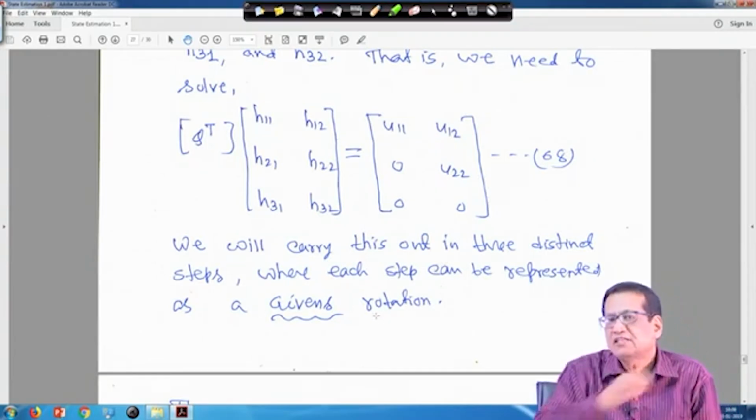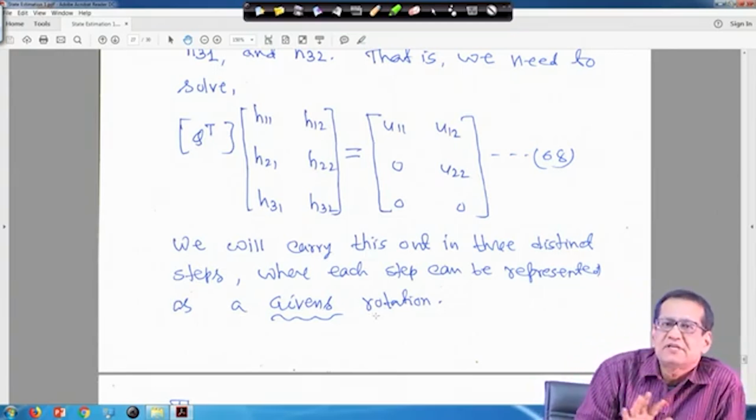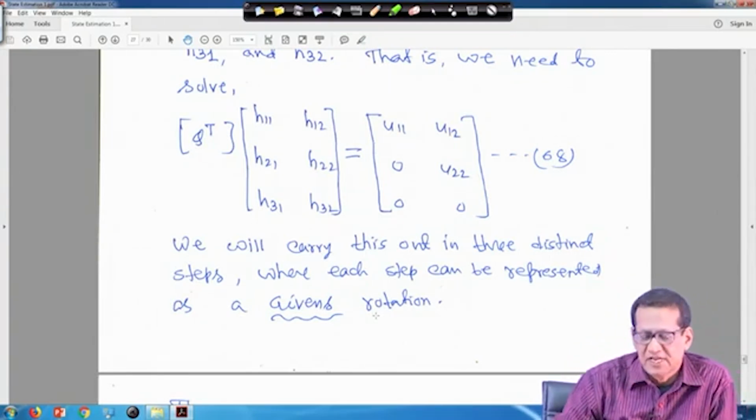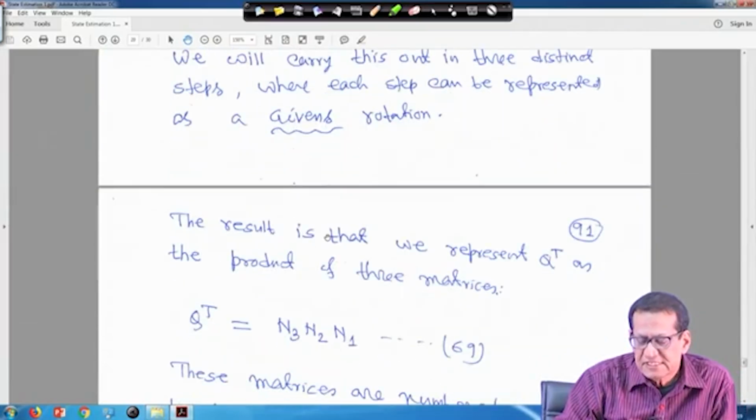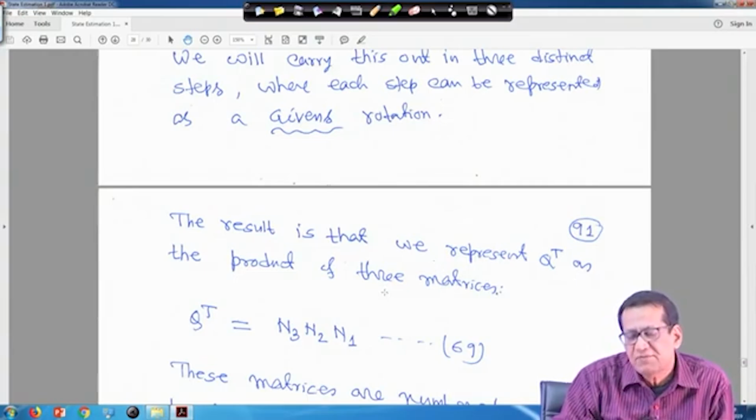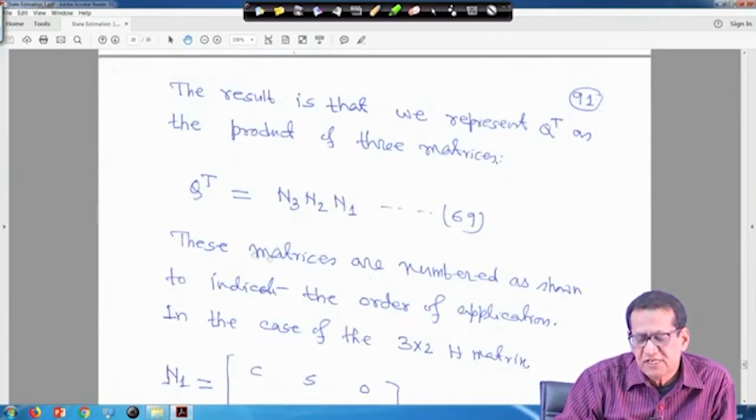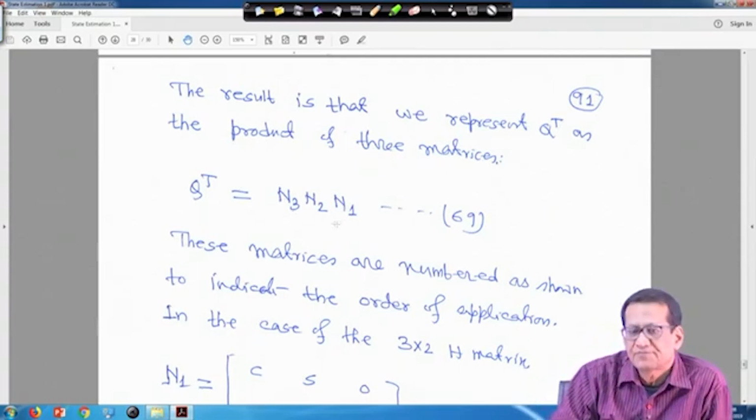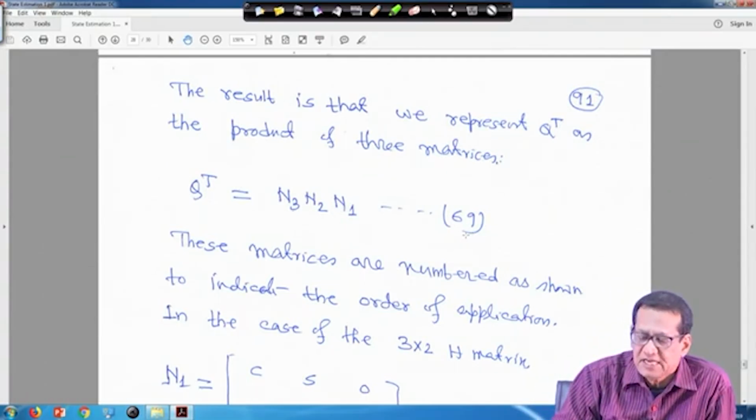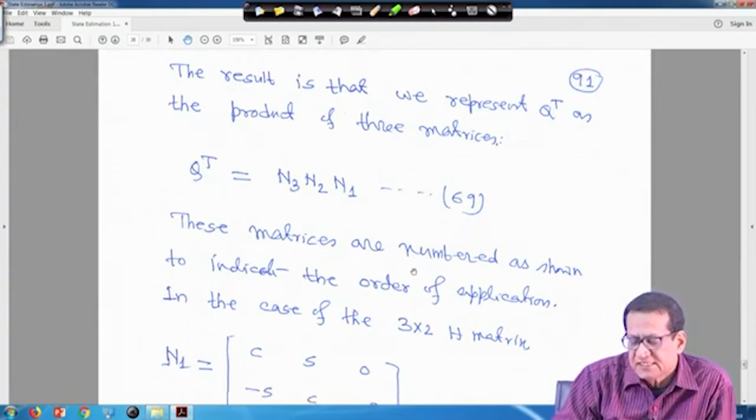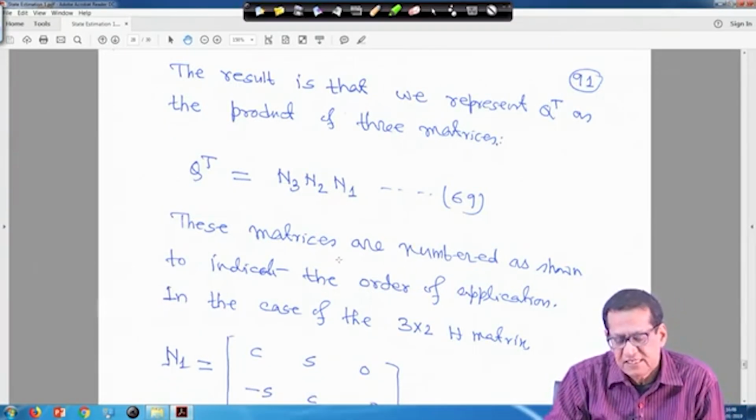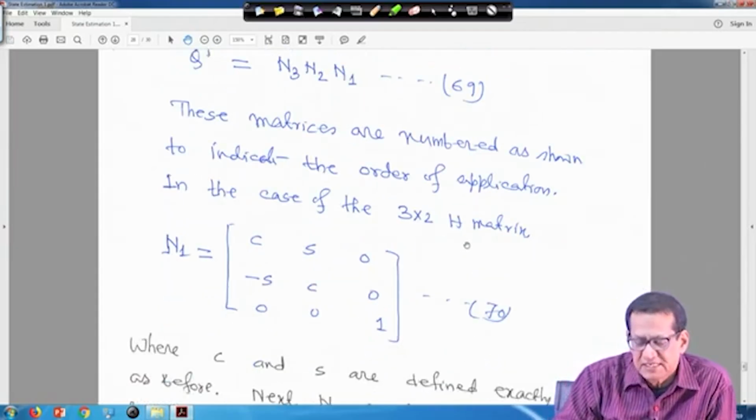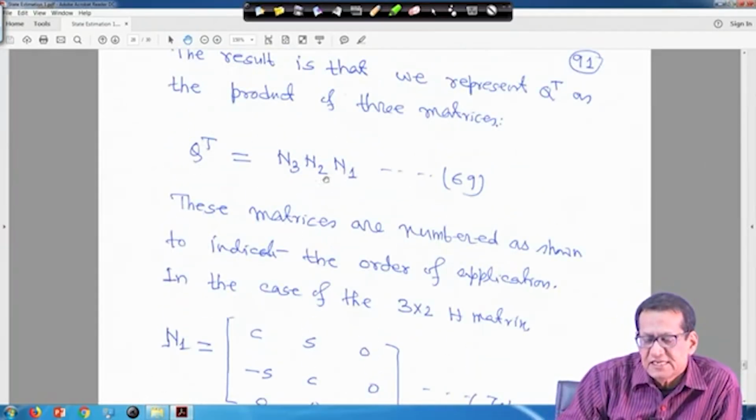So, I will not cover all these details, I will just simply tell you the methodology. The result is that we represent Q transpose as the product of 3 matrices, that is Q transpose is equal to N3 into N2 into N1. This is equation 69. These matrices are numbered as shown to indicate the order of application. In the case of the 3 into 2 H matrix, here it is N3 N2 N1.